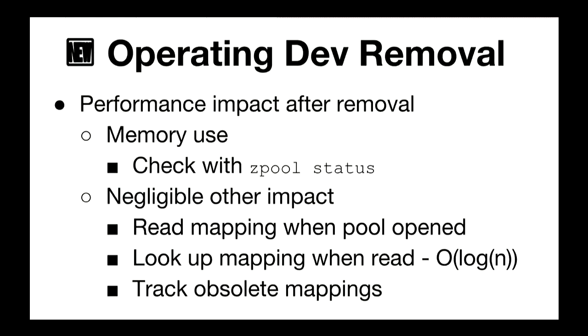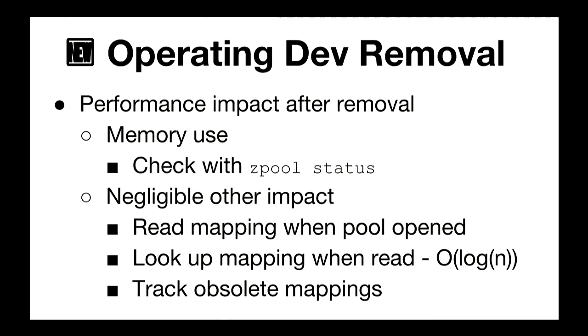Now the other aspect of performance is after the removal completes. There are a couple of things we want to worry about there. One, memory use, which we mentioned, you can check that with zpool status. The other things we need to do because you have a removed device have a pretty negligible performance impact. For example, when the pool is opened, we need to read this mapping from disk and put it in memory. And whenever we do a read from an indirect removed device, we have to look up in the mapping, which is O(log n) in the number of entries. But that tends to be pretty small overhead compared to all the other things we need to do when doing an IO. And then lastly, we need to track which parts of the mappings are obsolete.